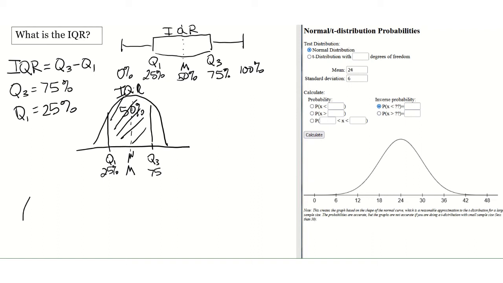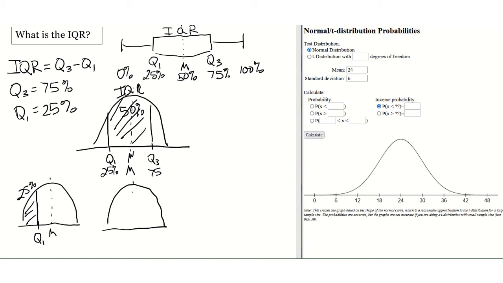So this first one, we want to solve for, here's the median. We want to solve for this lower end. That is going to be my lower 25%. Then I'm going to solve for my Q3, and that's going to be this whole area, and that is 75%. And then I'm going to take the difference of these two. So this is what I'm solving for.